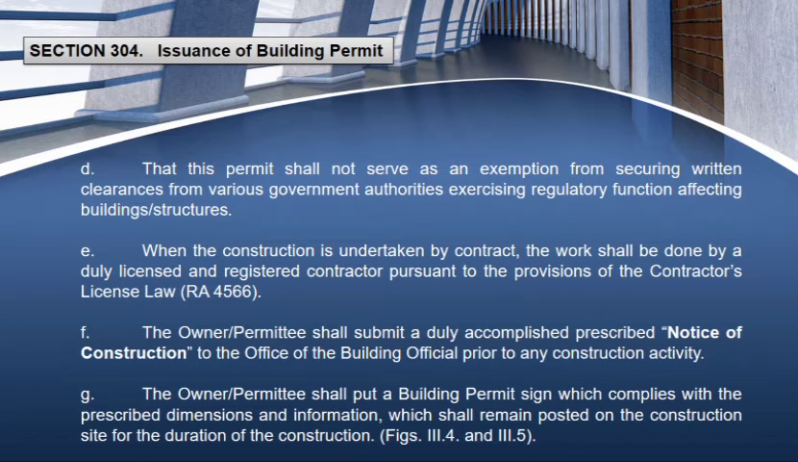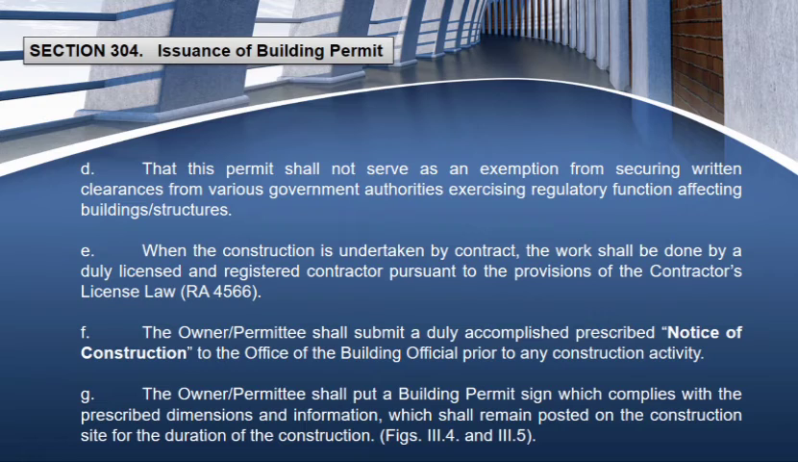When the construction is undertaken by contract, the work shall be done by a duly licensed and registered contractor pursuant to the provisions of the Contractors License Law, RA 4566. This pertains to the contractor of the project. Sometimes there are architects who can also be a contractor if they can do design and build. But most commonly, the main contractor is a civil engineer that has a CAB license.